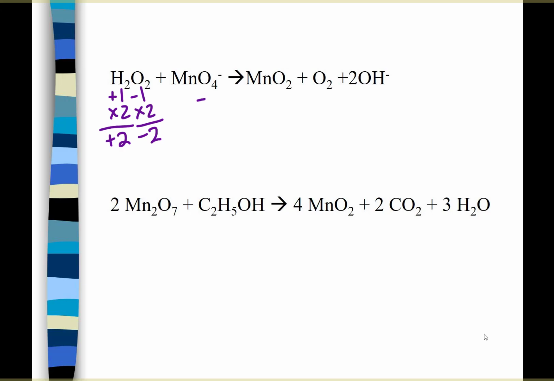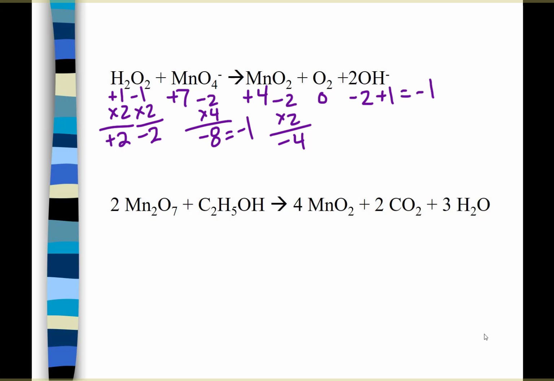On this next one, oxygen's a -2. I have 4 of them for a -8. It needs to total a -1, so that means my manganese is a +7. Over here on the right-hand side, oxygen is still a -2. Remember, it's only a -1 when it's in a peroxide. So a total of -4 means my manganese is a +4. Here I have the element oxygen. And for our last one here, oxygen has a -2 and hydrogen has a +1 for an overall charge of -1.